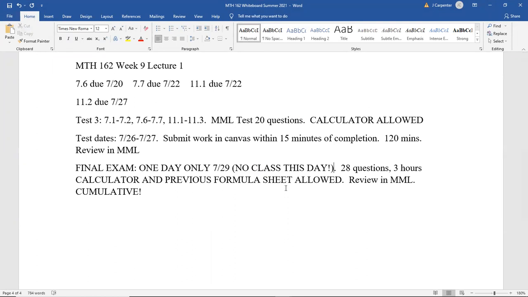It's going to take a couple minutes to go over this whiteboard. Some due dates you should be familiar with. 7.6 is due today. 7.7 and 11.1, which we finished last class, are going to be due on the 22nd. Then 11.2 is going to be due on the 27th, a week from today, because we're going to finish that today. So after we finish 11.3 next class, we'll go into chapter 10.